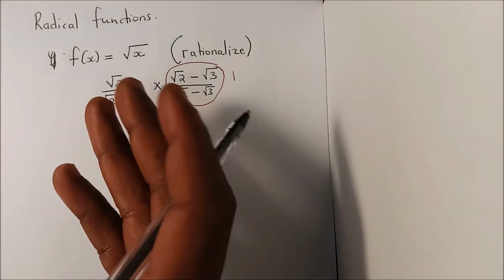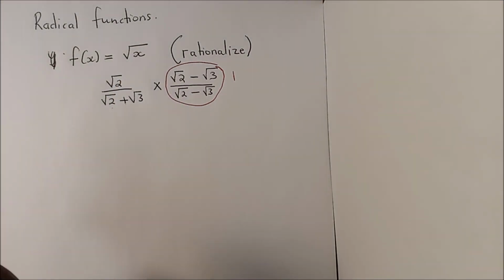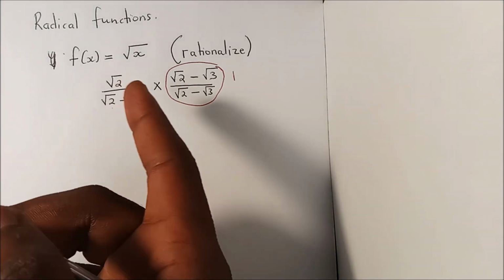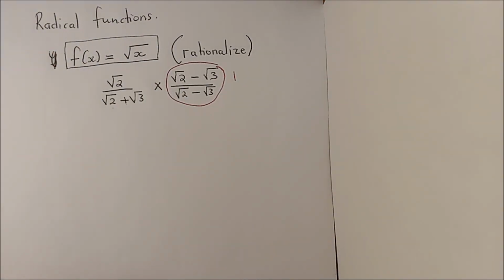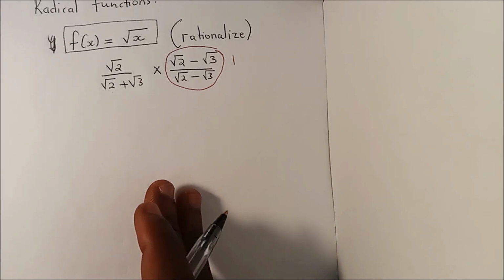I'm not going to solve it. I'm just going to show you how to rationalize. So now I want us to look at the second one. I want us to look at this radical function and see how we can find its derivative from first principles. So we will use the same procedure.